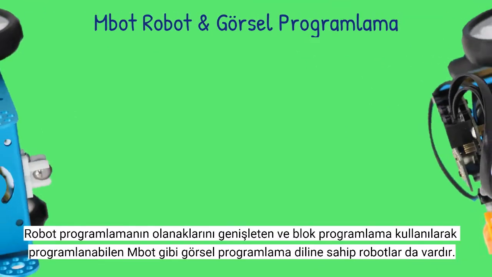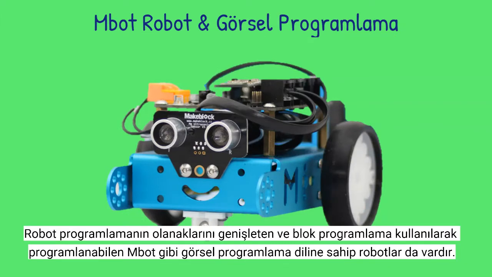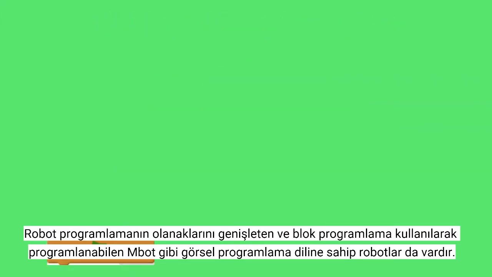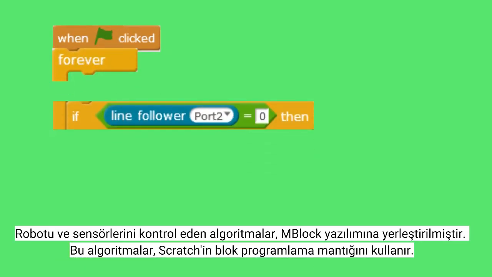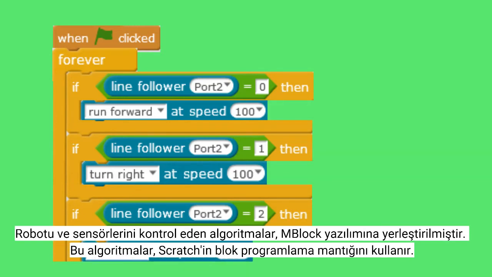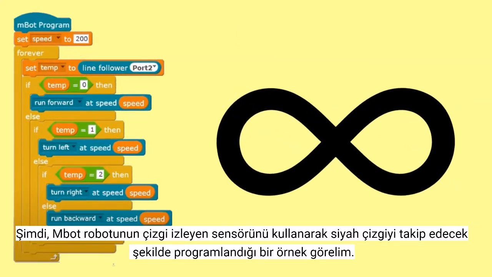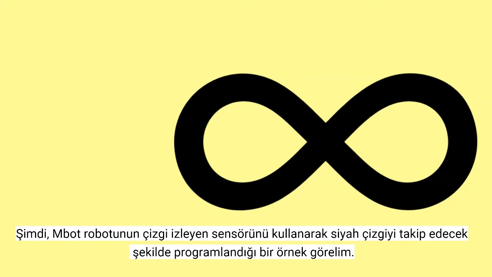Extending the possibilities of robot programming, there are several examples where the programming language is visual, such as the Mbot robot that can be programmed using block programming. The algorithms for controlling the robot and the associated sensors are built in the mBlock software that uses the block programming logic of Scratch. Now, let's see an example in which the Mbot robot is programmed to follow the black line using its line follower sensor.